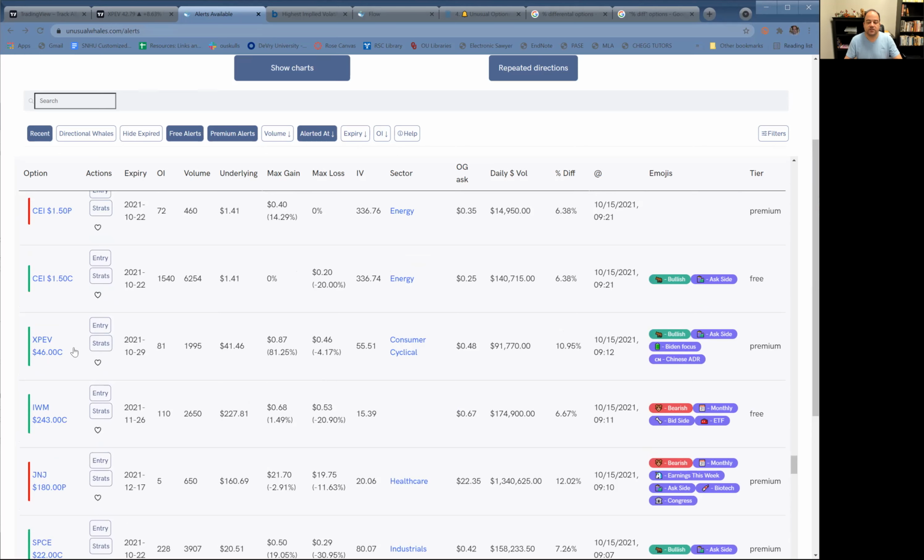Here it is. Okay, so XPEV had a very good day. You can see that the max gain on this one ended up being 81%. It wasn't particularly on my radar that morning, but it meets the criteria, and this would be a really good one.